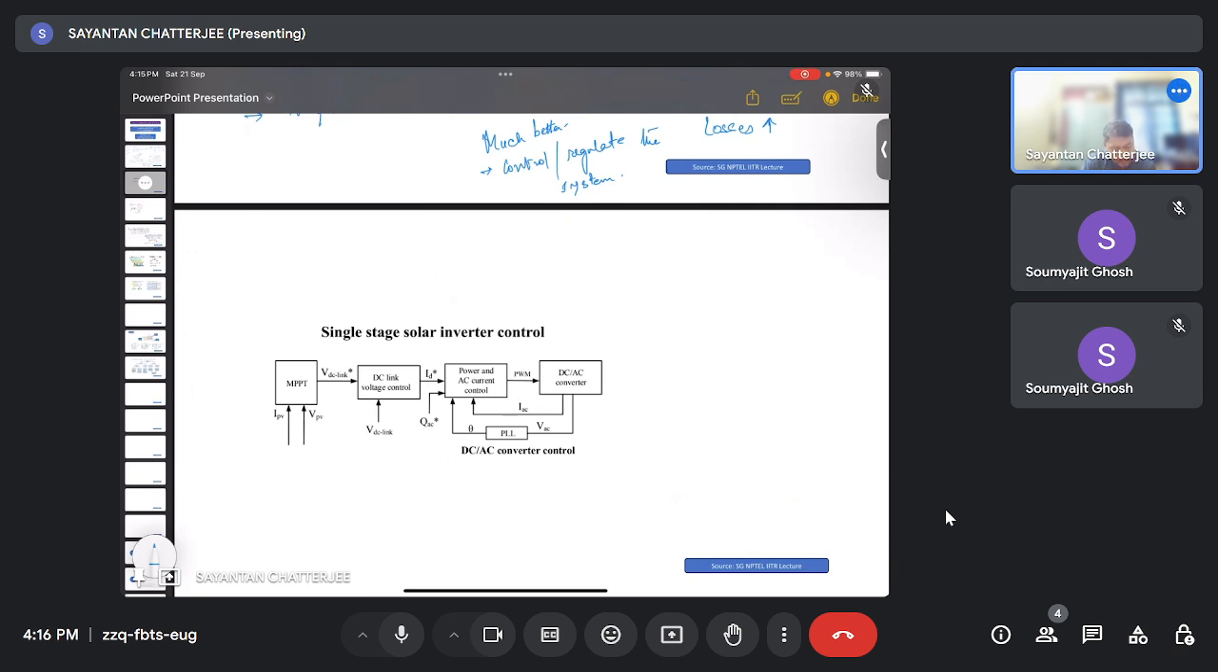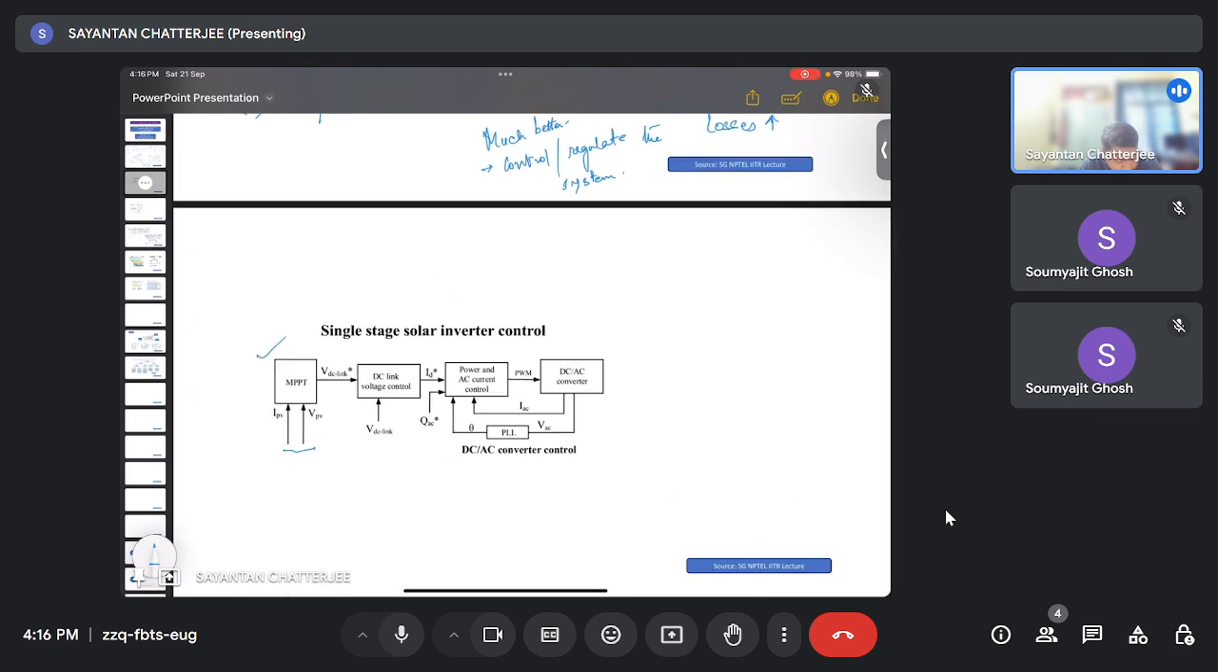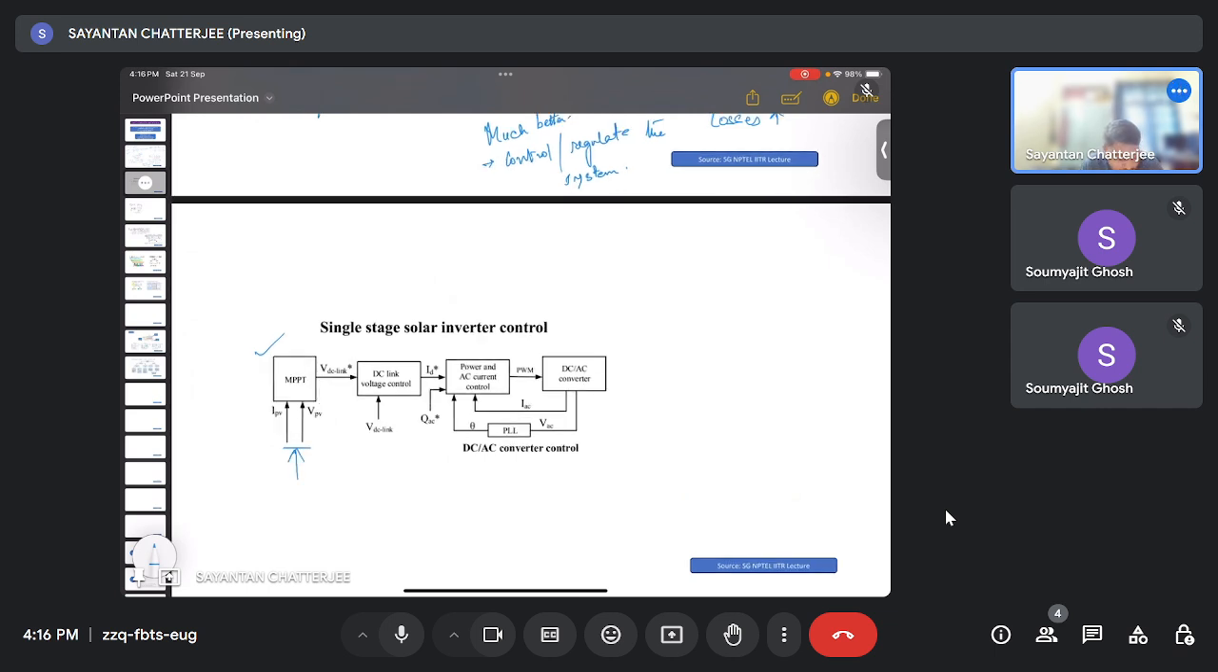So here we can see a single stage solar inverter control, where first is the MPPT stage, then we have DC link voltage control, where the MPPT is obtained by maximum power point tracking of this V and I. Delivering this V and I as discussed previously, we find the maximum power point, and accordingly from the DC link voltage control we obtain the current value as Id star.